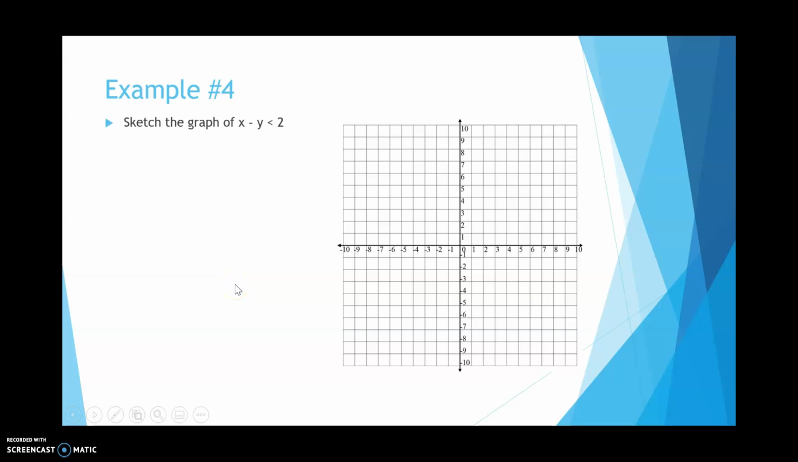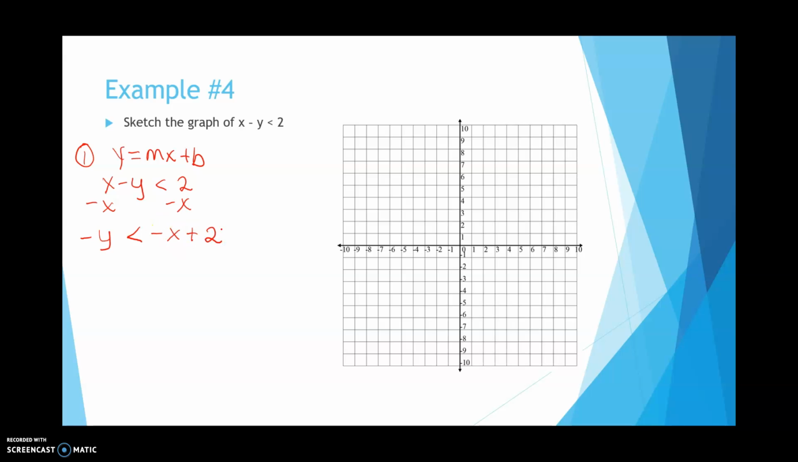Example number 4, here we have sketch the graph of x minus y is less than 2. So our first step here, let's put this in the y equals mx plus b form using the correct inequality. So if I have here x minus y is less than 2, I first need to subtract x from both sides. So I have negative y is less than negative x plus 2.